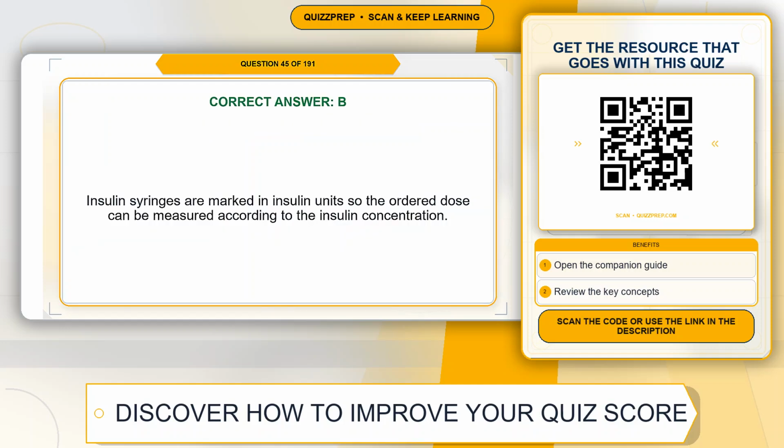Explanation. Insulin syringes are marked in insulin units so the ordered dose can be measured according to the insulin concentration.